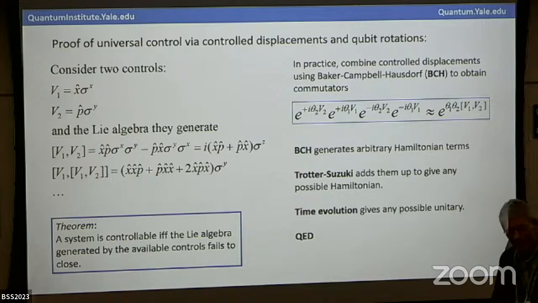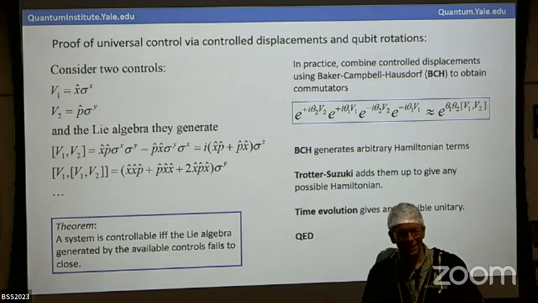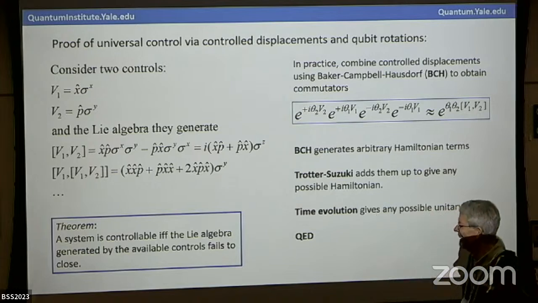So I'm wondering if there's any fine print on this theorem, because I would imagine that just because I could generate very complicated strings of operators, I can't generate any operator.